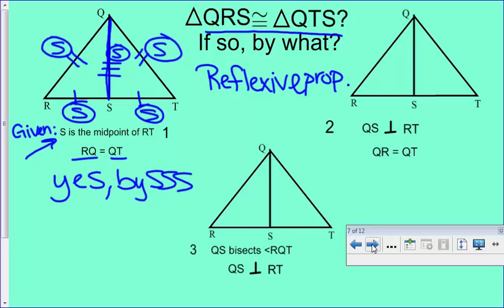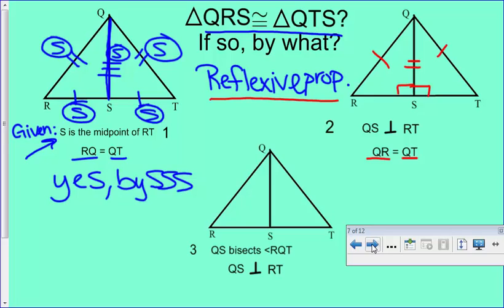That's the first one. The second one gives us some other givens. It says QS is perpendicular to RT. So now I'm able to mark that 90-degree angle. It also tells us once again that side QR and side QT are congruent. So that's what they give us in the givens. We can't mark anything else yet. But just like we did over here, we can do the reflexive property. So I'm going to go ahead and mark the reflexive property on my diagram.